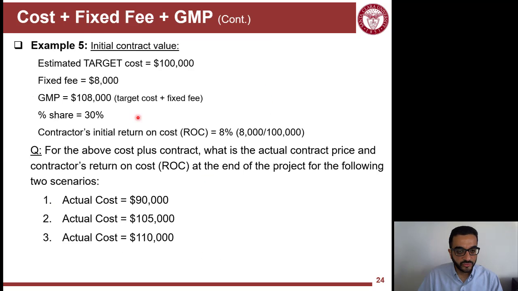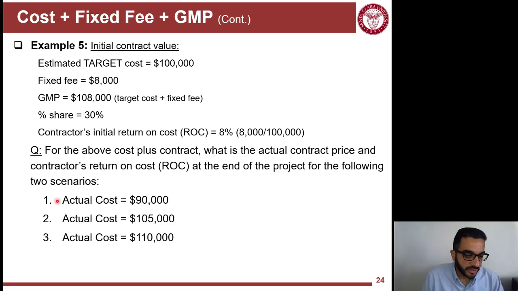So that's the last example we'll see, and we see here, you agree on a target cost, a fixed fee, you agree on a guaranteed maximum price, which is equal to the target cost plus the fixed fee, and you agree also on how much percentage of savings the owner will be willing to share with the contractor. So initially here you can see the contractor initial return on cost would be equal to 8% if the cost will be the target cost. So it will be 8%. So it's 8,000, the fixed fee, divided by the 100,000.